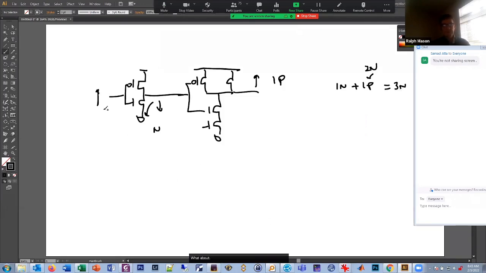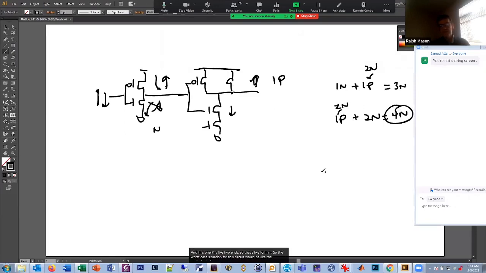What about the other direction? Because I have to figure out the worst case. If this was going low, this would go high, and this would go low. So what have I got in this case? I would have 1 P, and then pulling low, I would have 2 N's. And this 1 P is like 2 N's, so that's like 4 N's. So the worst case situation for this circuit would be the equivalent of 4 N delay.